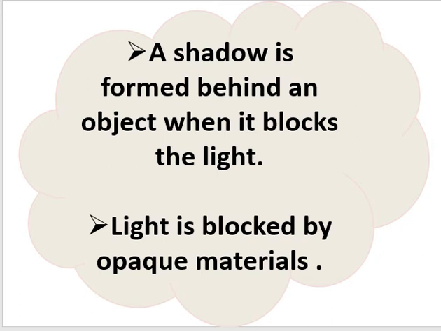Don't forget last week we talked about objects that are transparent, objects that are translucent, and objects that are opaque in nature. Transparent means that light can pass through it. Translucent means little light can pass through it. And the last one is opaque. Opaque means no light can pass through it. Now, light is blocked by what? Opaque materials, meaning that light cannot pass through these materials. So when you have objects that are opaque in nature, you have a shadow.